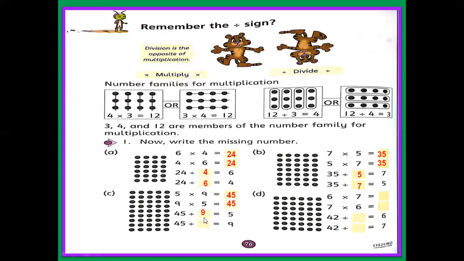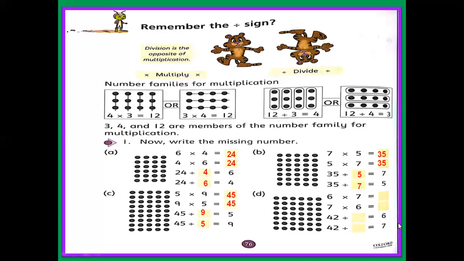So write 9 here. Now read the table of 9. 9 ones are 9. 9 twos are 18. 9 threes are 27. 9 fours are 36. 9 fives are 45. So in both cases, whether you multiply or divide, read the table.